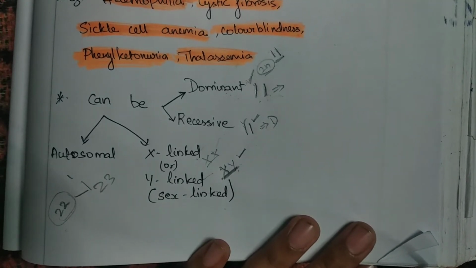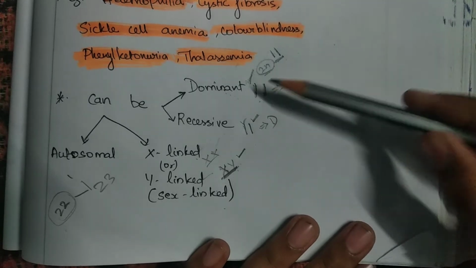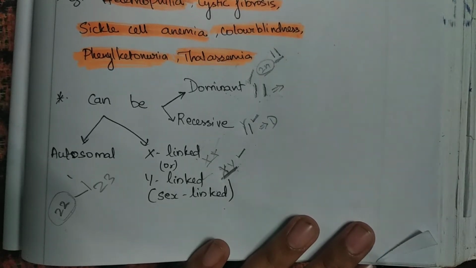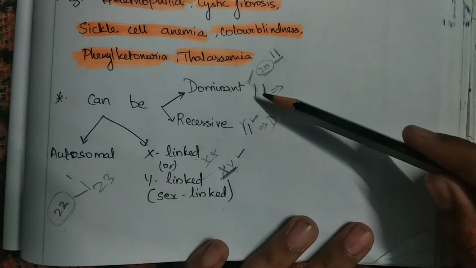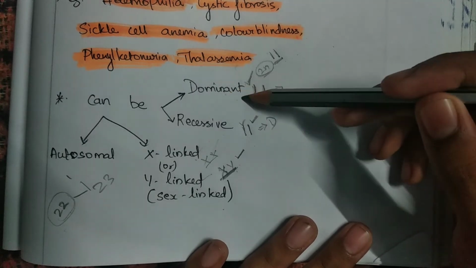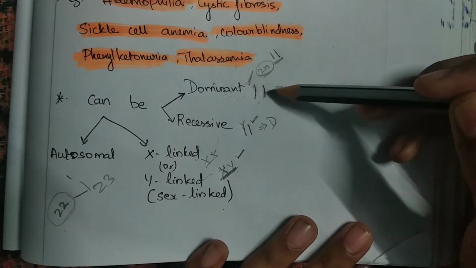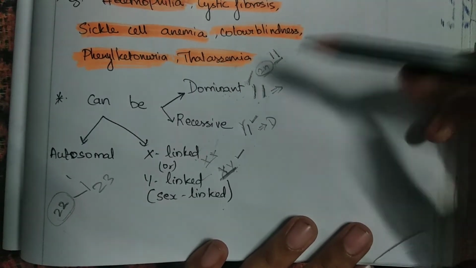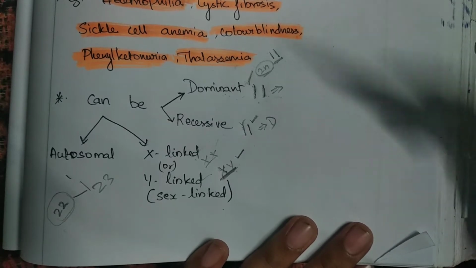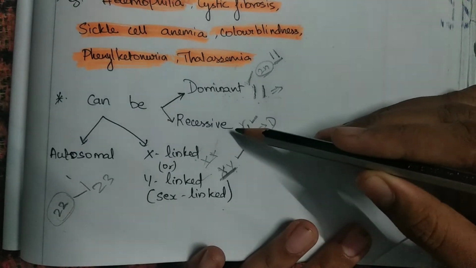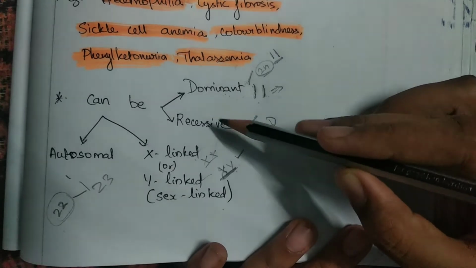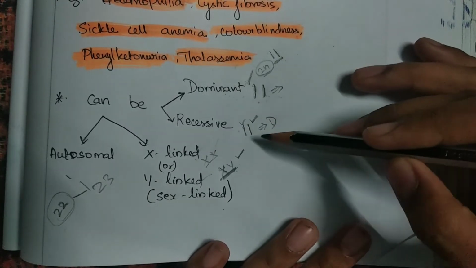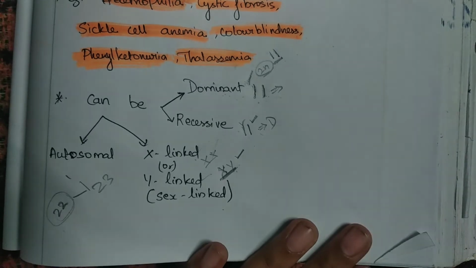So we have 23 pairs of chromosomes, and in the same way all genes will have two alleles, because one allele came from the mother and one allele came from the father. So what happens here is, in a dominant disease, if one of the alleles is affected, then the individual will get the disease. In recessive disorders, both the alleles should be affected to get the disease.